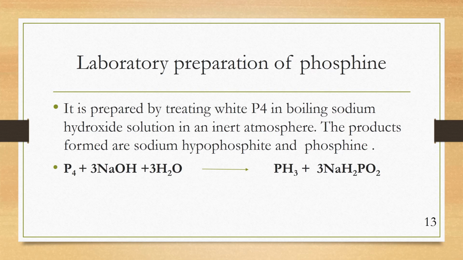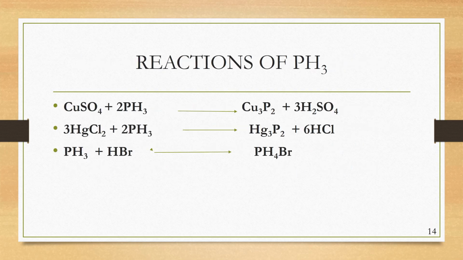Coming to the laboratory preparation of phosphine, we find phosphine can be prepared by heating white phosphorus with hot boiling sodium hydroxide solution in an inert atmosphere. When phosphine along with sodium hypophosphite are produced.